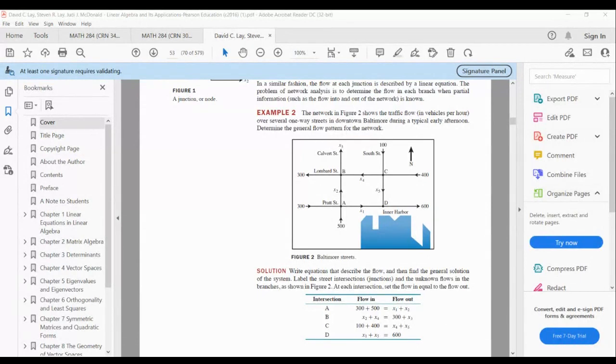And we want the flow in to equal the flow out. So 300 plus 500 would equal x1 plus x2. You can provide equations for all 4 intersections. And what you want to do is solve for x1, x2, x3, x4, and x5 in this case. That's what you want to do.